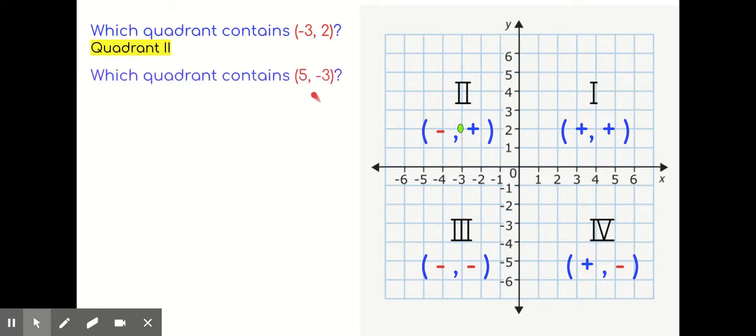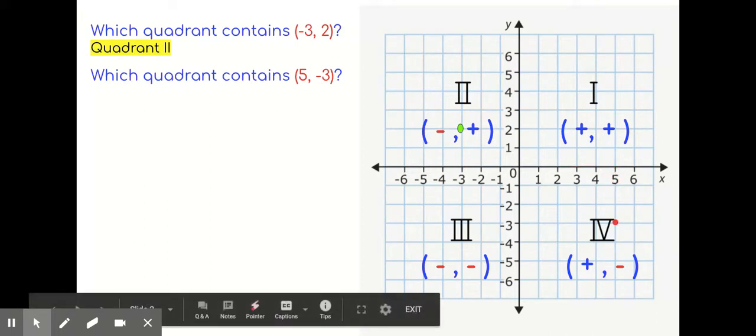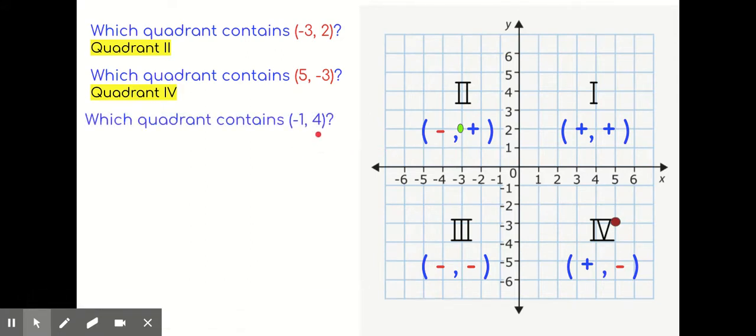Which quadrant contains 5, -3? Contains is contiene. Which quadrant contains 5, -3? First is x. X is 5, then -1, -2, -3. It's right here. So we can see that it's quadrant 4. You try this one. Which quadrant contains -1, 4? -1, 4. It's quadrant 2.